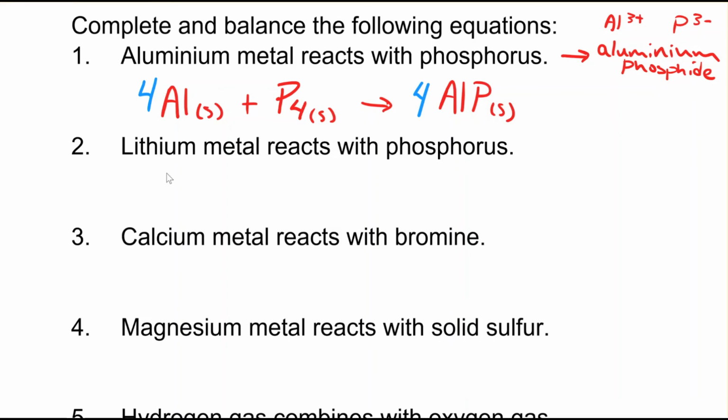So let's take lithium metal reacts with phosphorus. And what do you think this is going to make? A metal plus a non-metal makes an ionic compound. Lithium phosphide. Lithium is +1. Phosphide is P3-. So let's try and make this. Lithium metal, the formula for that is Li solid. Reacts with phosphorus.